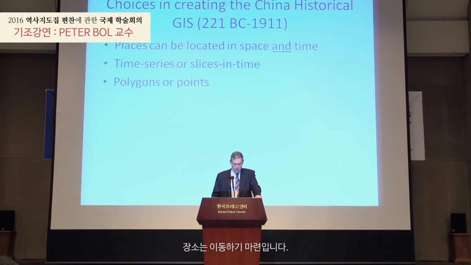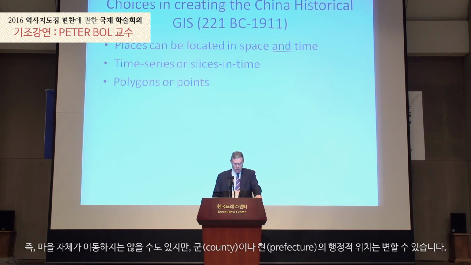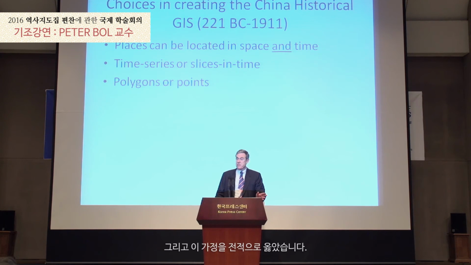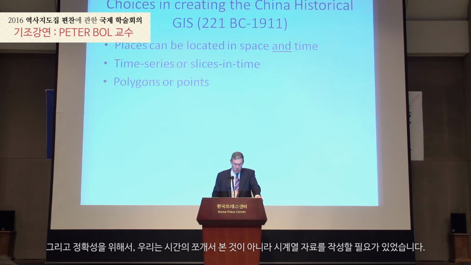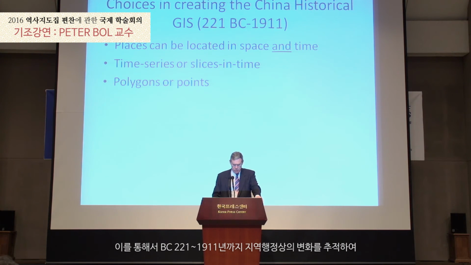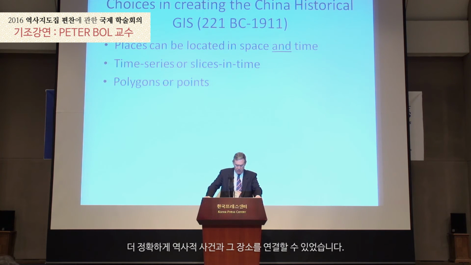Places move. By this I mean the administrative seat of a county or prefecture may move, although the town itself may not, so that one has to know when the county seat was located in a certain place. This assumption was, of course, correct. In order to do this accurately, we needed to create a time series rather than slices in time. This would allow us to trace changes in the field administration from 221 BC to 1911 and match historical events with greater accuracy.